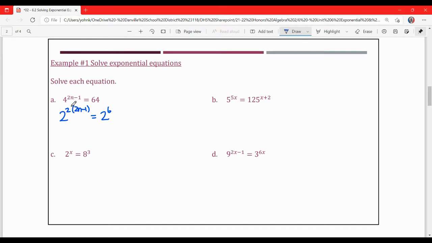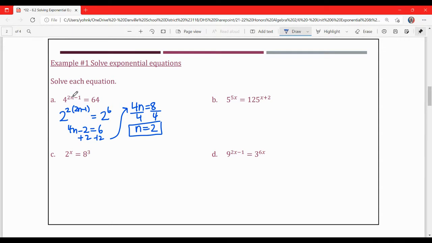Now, since the bases are the same, I can set the exponents equal to each other. At the same time, I'm going to distribute this 2. So 2 times 2n is 4n, 2 times negative 1 is negative 2, equals 6. Then I can add 2 to both sides. That gives me 4n equals 8. I can divide by 4, and n equals 2. Remember, you can always check your answer by plugging your value back into the original equation.